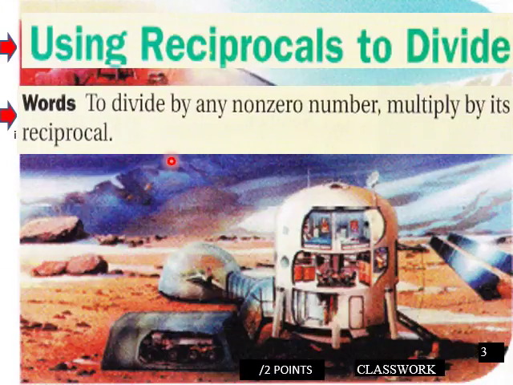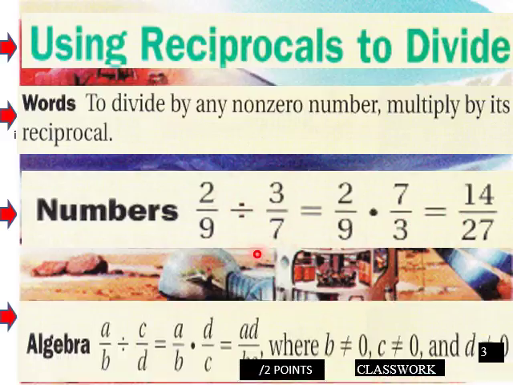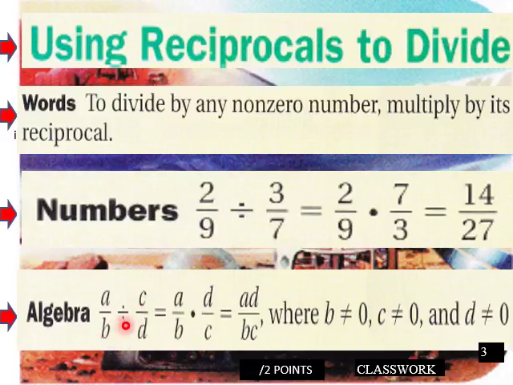Using reciprocals to divide by any non-zero number, multiply by its reciprocal. So 2 over 9 divided by 3 over 7 equals 2 over 9 times 7 over 3 equals 14 over 27. When you divide fractions, you invert and multiply. So you flip this and then you multiply it, and that will be the division of 2/9 by 3 over 7.